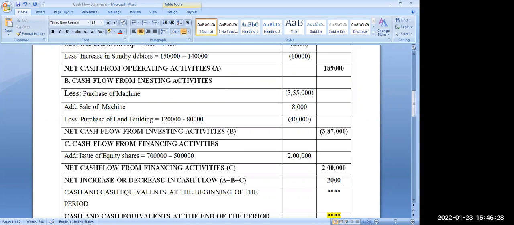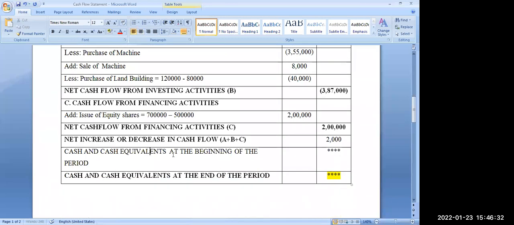With this, we have to add the opening balance of cash. Look at the balance sheet. How much is the opening balance of cash given in the question? Cash at the bank last year was 16,000. 16,000 was the opening balance, the beginning of the year 2021. Okay, then 16 plus 2 is equal to?